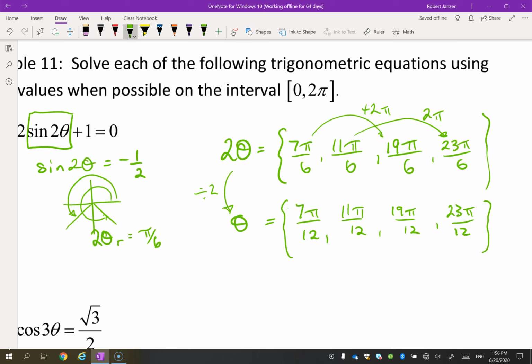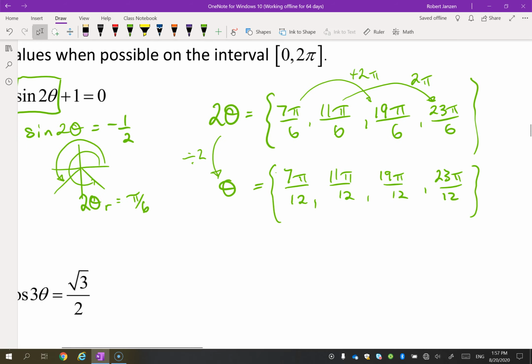So a couple of things to notice here. These 4 angles are all between 0 and 2 pi. They're all less than 2 pi. They're all answers that fit in that domain.